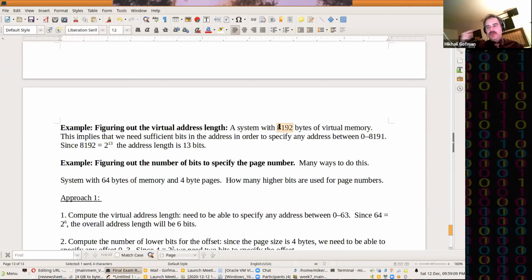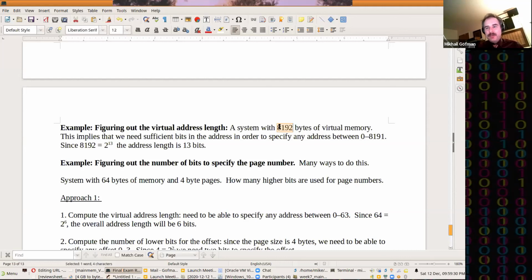Because it should be able to access the byte at address 0, byte at address 1, byte at address 2, etc., all the way to the byte at address 8190. Yeah, I mean, just like an array. Pretty much, yeah, you got it right. So you got that part right.